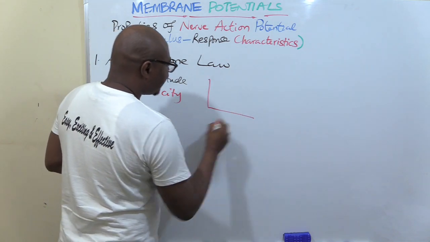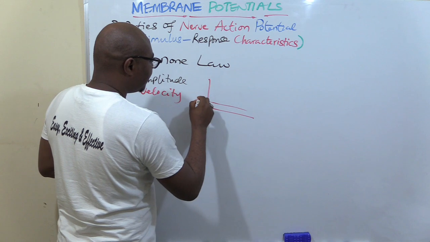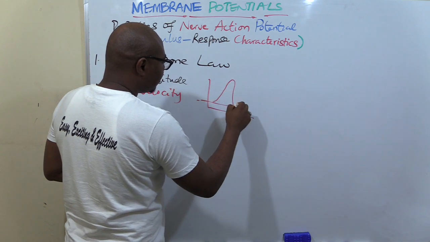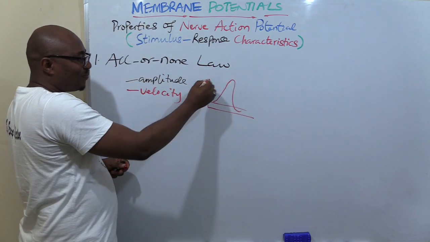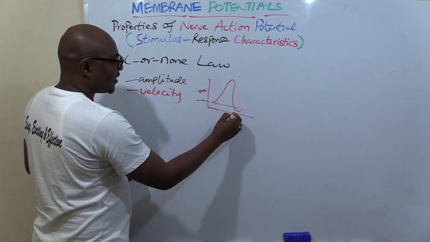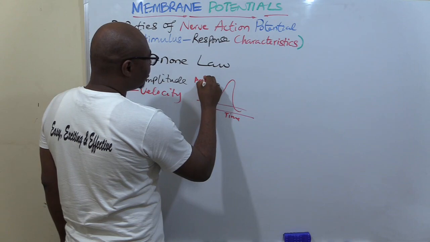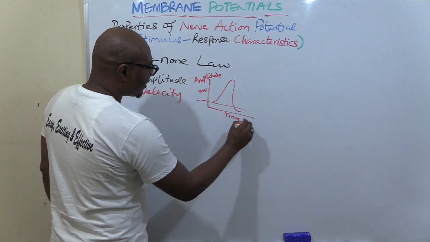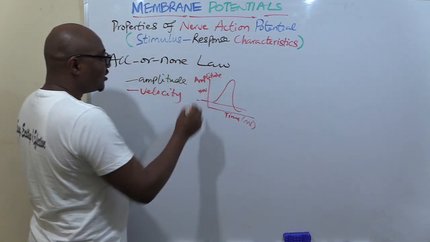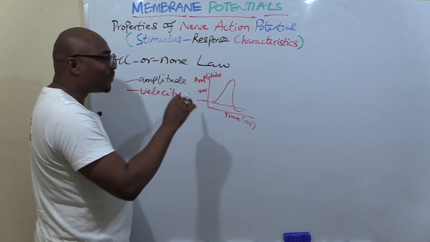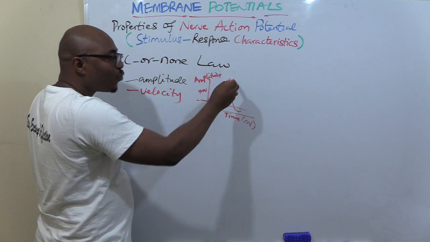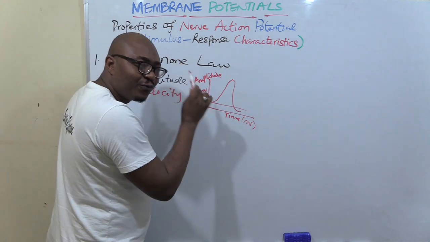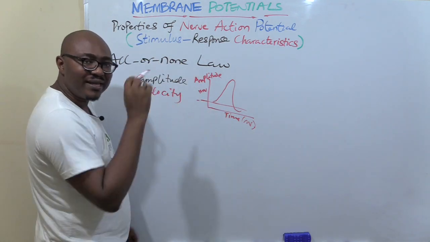You see something like this, the action potential. This is the resting level. This is talking about the amplitude, in millivolts here, and the time in milliseconds. When an action potential happens, it will be full, reaching the full amplitude, this highest point, and it will happen at the fullest velocity for that given nerve.